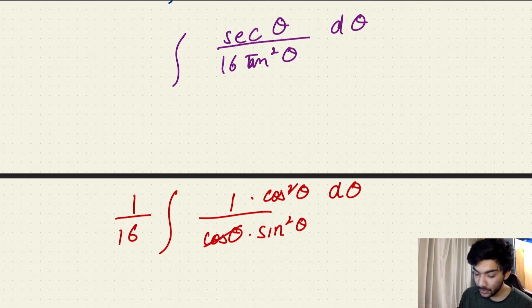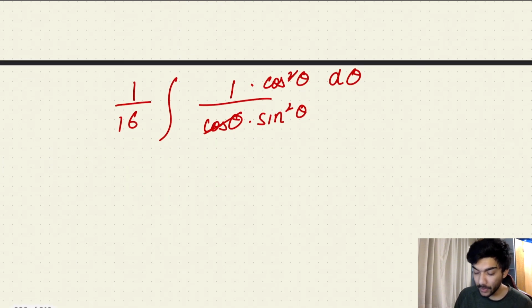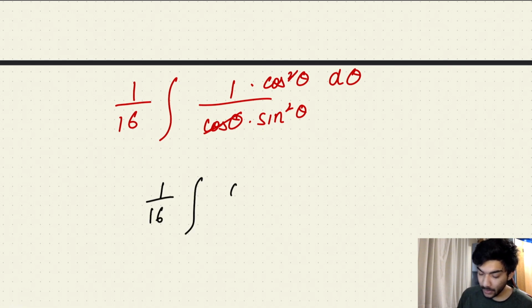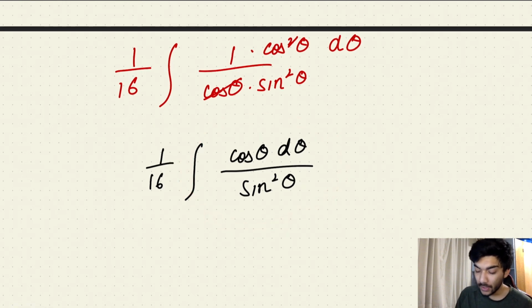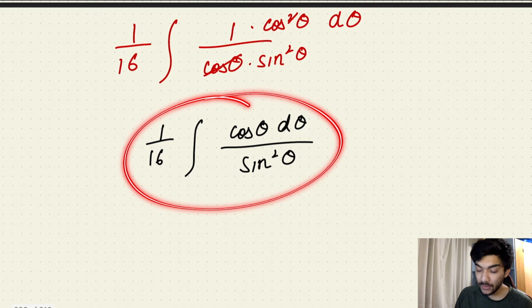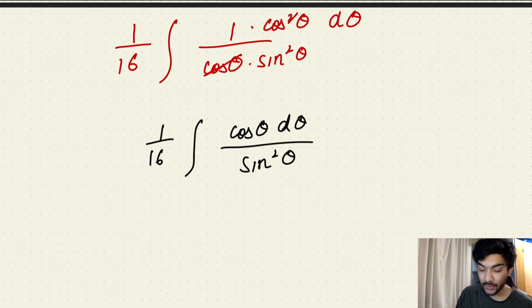And if you cancel this cos theta with 1 cos theta in the numerator, your integral will be simplified to just calculating the integral of 1 by 16 cos theta d theta upon sine square theta, right? And now you know that you can easily solve this integral using substitution. If you assume your u to be sine theta, you already have a cos theta d theta expression. So if you assume u to be sine theta, your du would be cos theta d theta. So you can easily solve this integral using substitution, right?